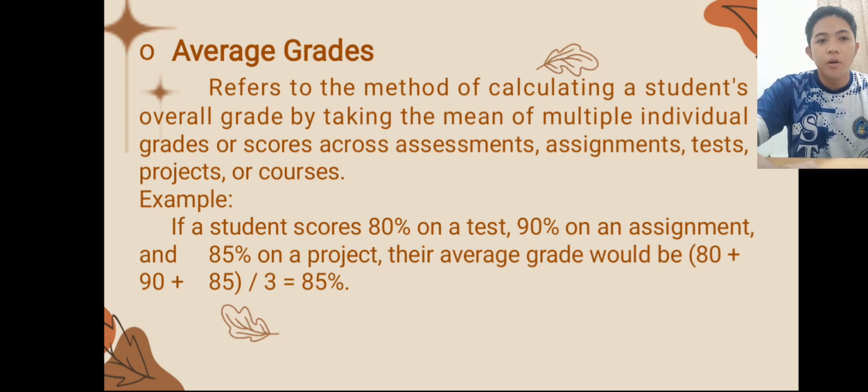If a student scored 80% on a test, 90% on an assignment, and 85% on a project, we can get the average grade by taking the mean. We can say their average grade would be 80 plus 90 plus 85 divided by 3, or we can get the average grade of 85%.